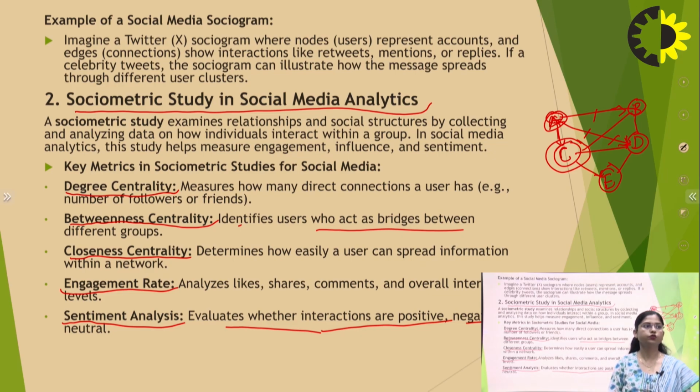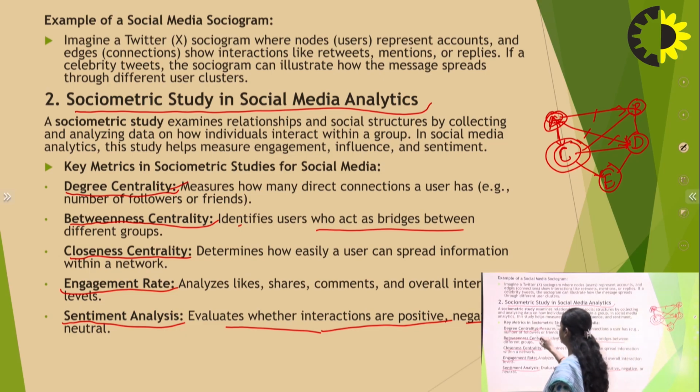So in the sociometric study and social media analytics, we have seen that this study examines relationships and social structures by collecting and analyzing data on how individuals interact within a group. In social media analytics, this study helps measure engagement, influence and sentiments. And these are the key metrics: degree centrality, betweenness centrality, closeness centrality, engagement rate and sentiment analysis.